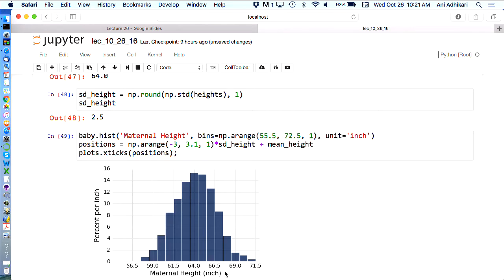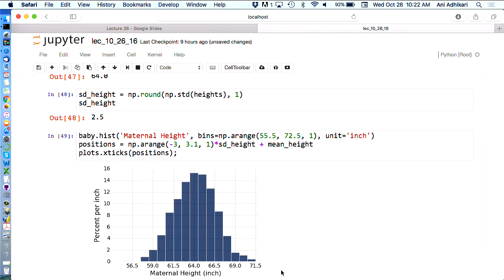So please look at the horizontal axis and convince yourself that it is mean plus minus one SD, plus minus two SDs, plus minus three SDs, and so on. So 64 plus or minus 2.5, plus or minus twice 2.5, plus or minus three times 2.5. Just convince yourself that that's what's happened there.